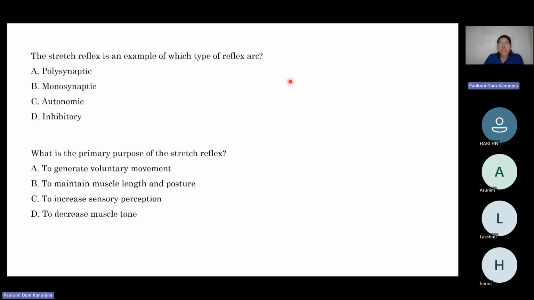The first question here is, the stretch reflex is an example of what type of reflex? Polysynaptic, monosynaptic, autonomic, or inhibitory, right? Next one, what is the primary purpose of the stretch reflex, right? So why do you have this entire stretch reflex? Do you want to maintain muscle length and posture, generate voluntary movement, or the others? Okay.